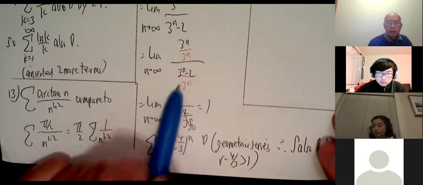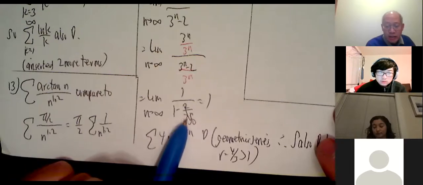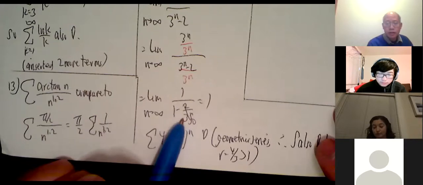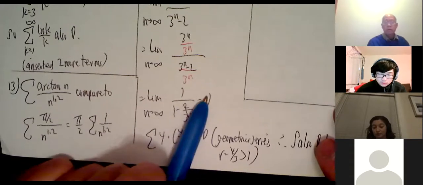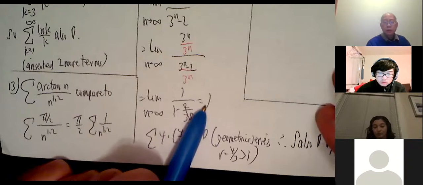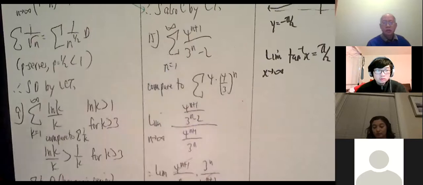Okay, so 3 to the n over 3 to the n is 1. This 3 to the n over 3 to the n is also 1. Minus 2 over 3 to the n. If you can't read that, that's 2 over 3 to the n. But I'm saying that approaches 0. 2 over 3 to the n approaches 0 when n gets big. So the ratio is 1. Okay. Which means whatever happens to this series happens to this series.